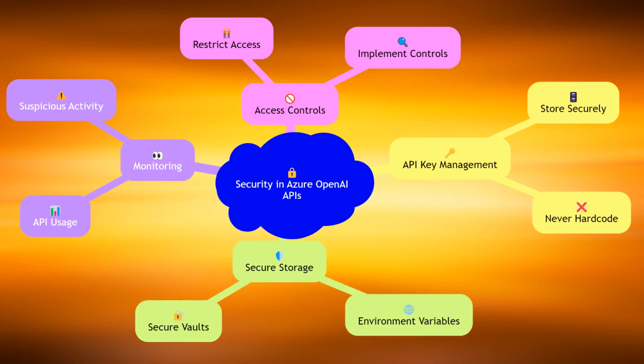Security is a paramount concern when using Azure OpenAI APIs. Ensure that your API keys are stored securely and never hard-coded in your applications. Use environment variables or secure vaults to manage sensitive information. Additionally, monitor your API usage for any suspicious activity and implement access controls to restrict who can use the API.